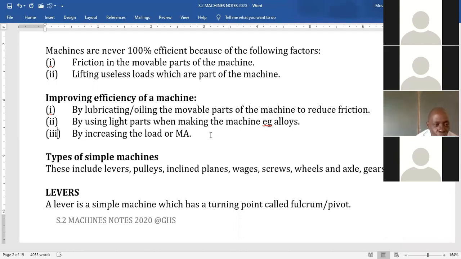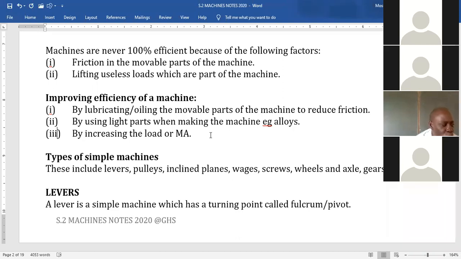So we are going to realize that the efficiency of a machine can be increased by increasing the load or the mechanical advantage. So try to choose the machine for what it is meant to carry, rather than killing a mosquito with a gun. That is the analogy. I'm using a lot of analogy so that you understand me. I don't want you to start writing "killing a mosquito with a gun." I hope you get my point.